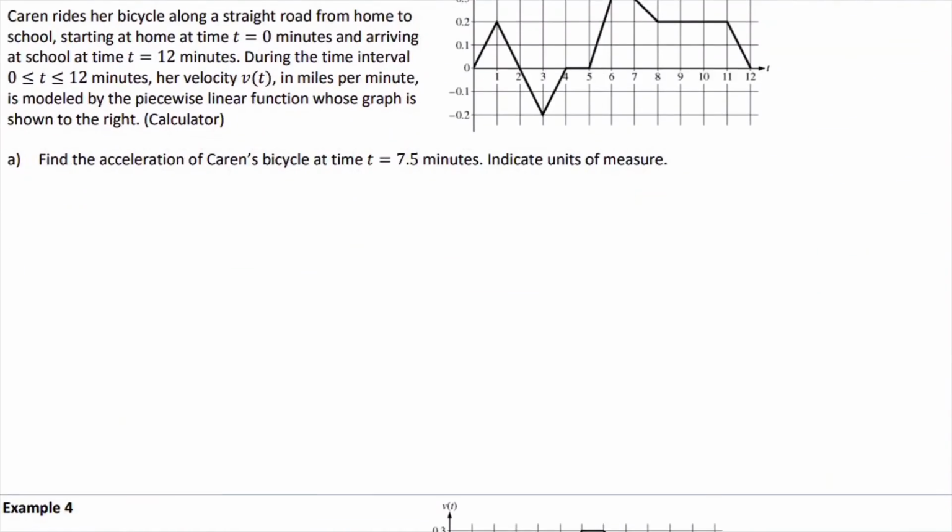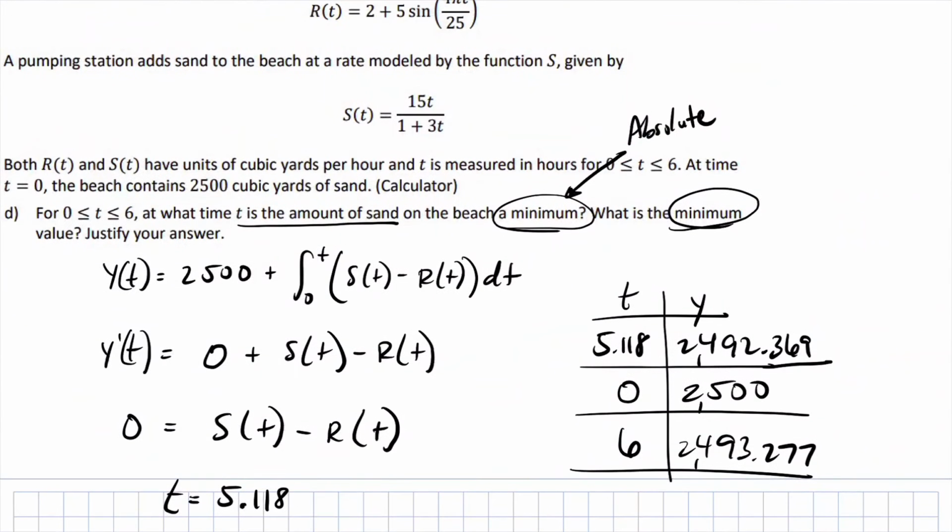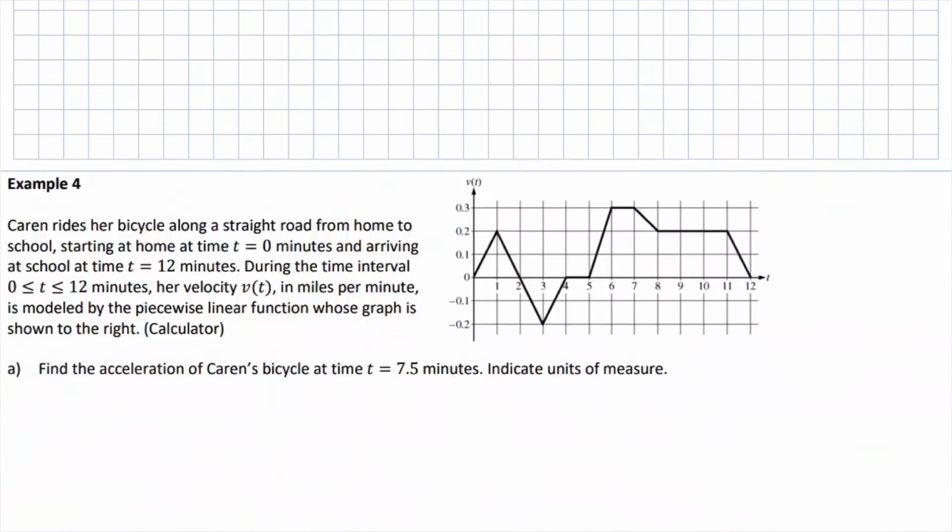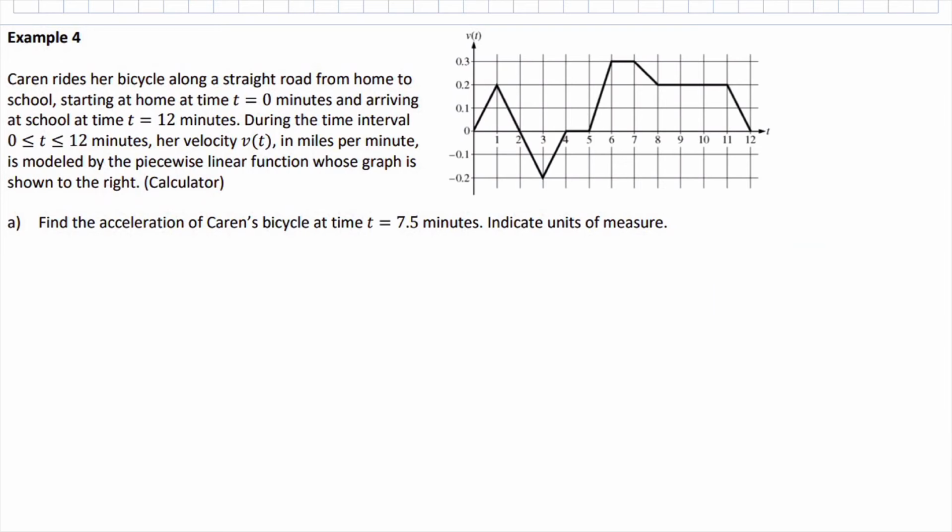And then the last one was, oops, skipped it. Total amount of sand. When was the minimum total amount of sand? Okay. The last question goes kind of back, it's kind of a combination of the two. It goes back to velocity. They give us a graph.